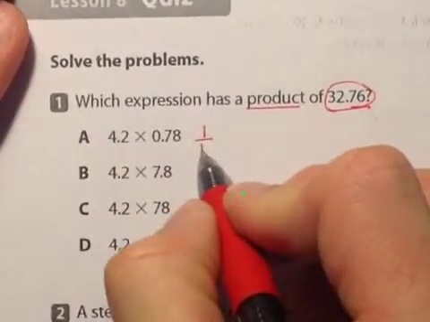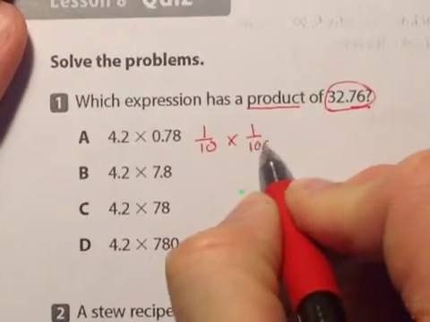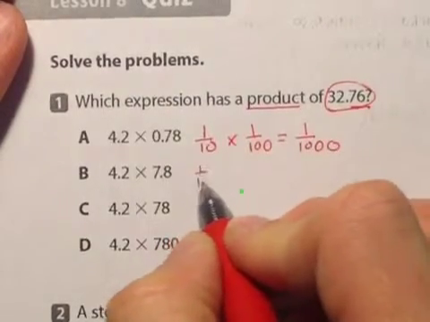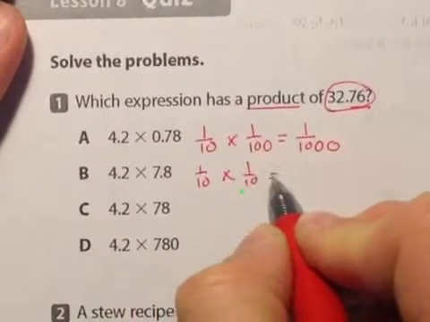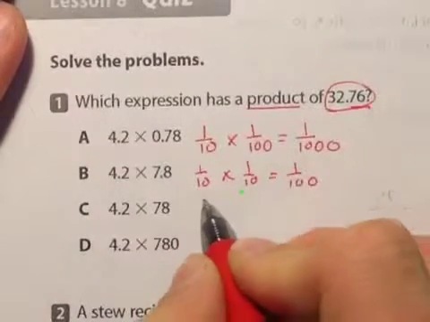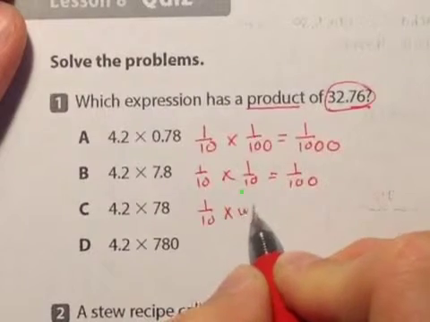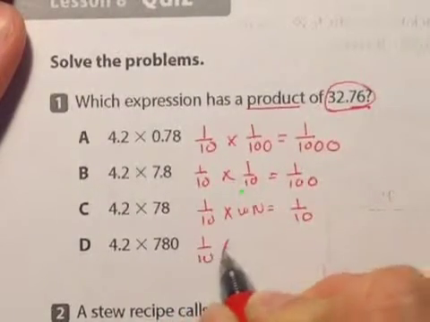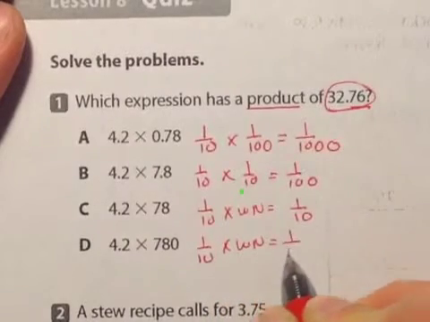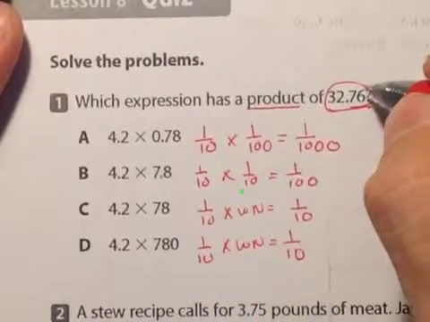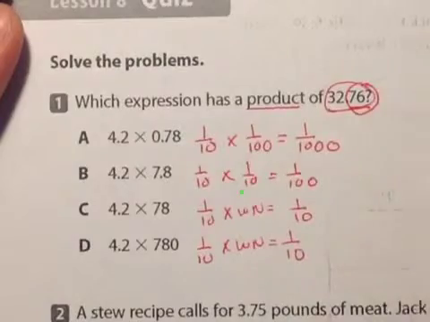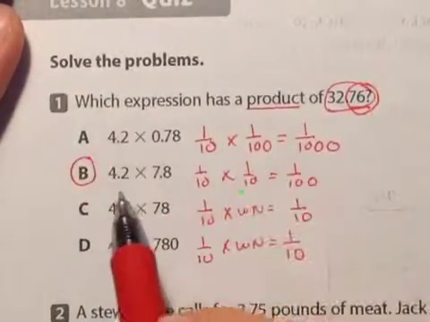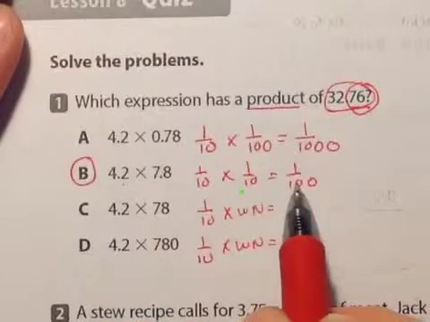So here, we have a 1/10 times a 1/100th, which we know will equal 1/1000ths. Here we have a 1/10 times a 1/10, which equals a 1/100th. Here we have a 1/10 times a whole number, which will equal 1/10. And here we have 1/10 times a whole number, which will equal 1/10. Your decimal product has to be in the hundredths place. So the only option for this would be B, because a tenth times a tenth equals a hundredth.